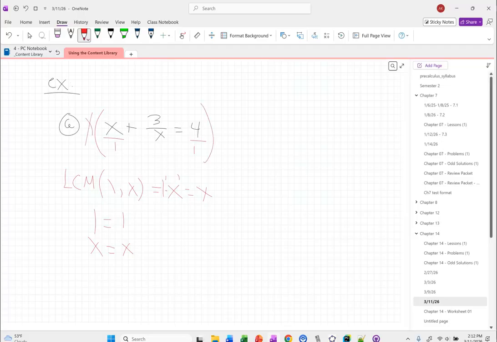So I'm just going to multiply both sides of this equation by x. X times x is? X squared. X times 3 over x is?